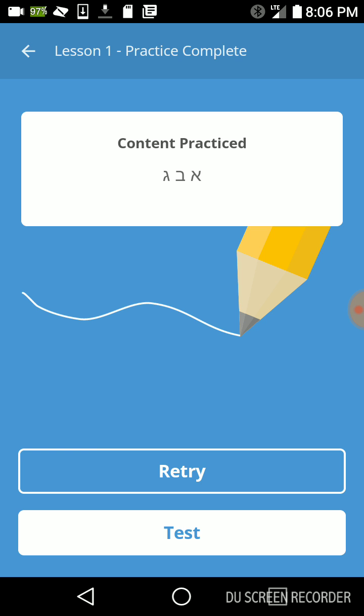So if somebody tells you, okay, thank you, right? Toda. Toda, and you can say bevakasha. You're welcome. Okay, here we go. Make the toe. Because if you don't make the toe, it's gonna look like another letter.